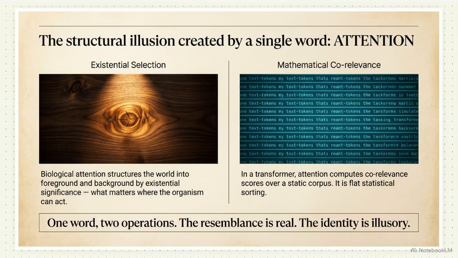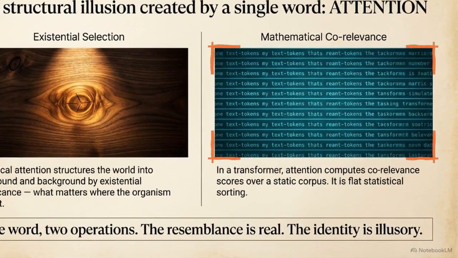This split graphic breaks down the difference. On the right, we see the machine's version of attention. It computes co-relevant scores across a flat grid of blue text tokens. It is simply statistical sorting.